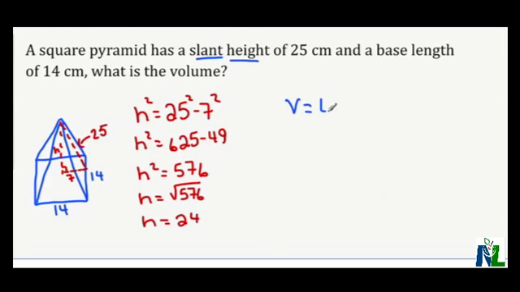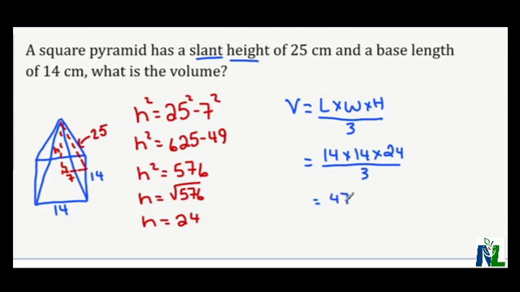Length times width times height divided by 3. Now the length and width are both 14 because it's a square bottom. Now the height is the height we just found, 24. So if I go 14 times 14 times 24, it's 4,704. Divide that by 3 now, we get 1,568, and it'd be centimeters cubed.